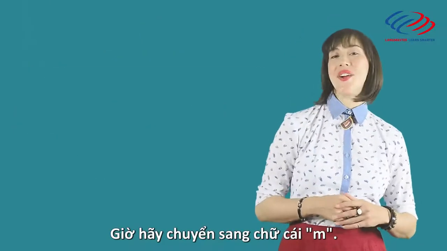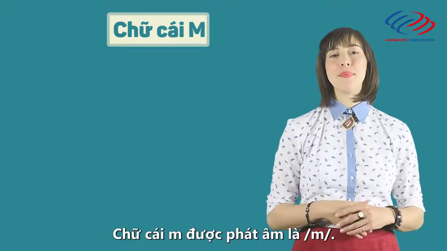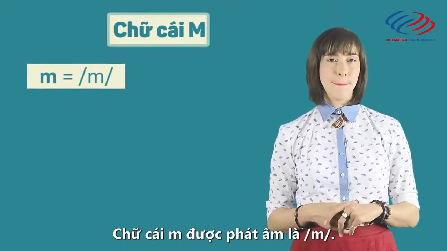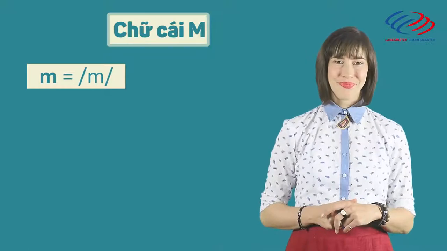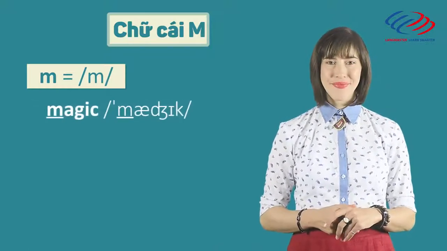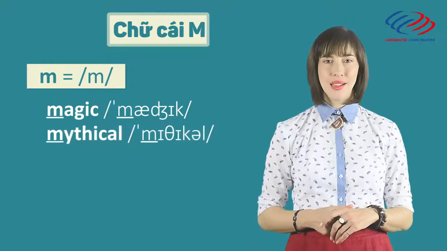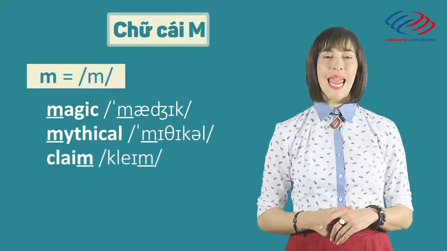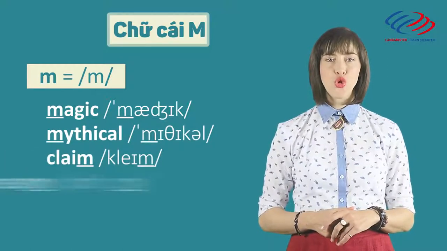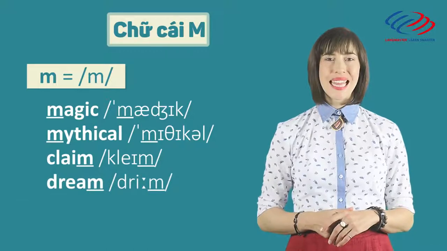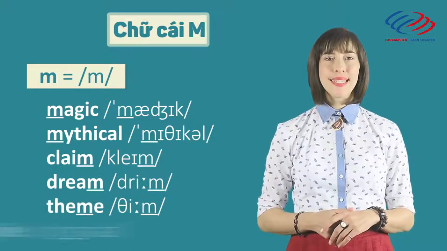Moving on to the letter M. The letter M is pronounced as M. For example, magic, mythical, claim, dream, theme, smile.